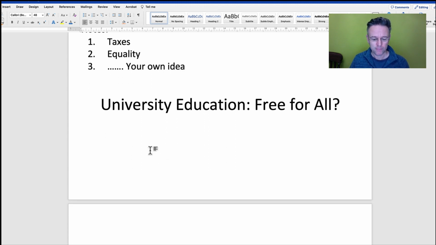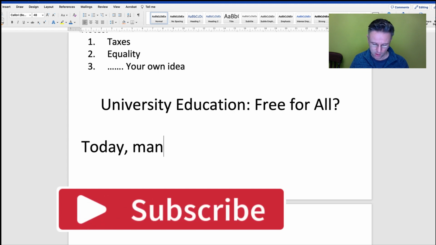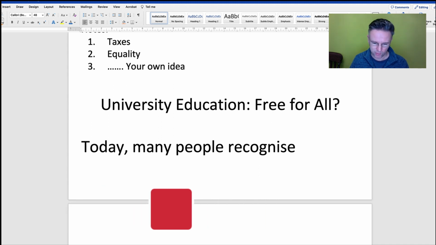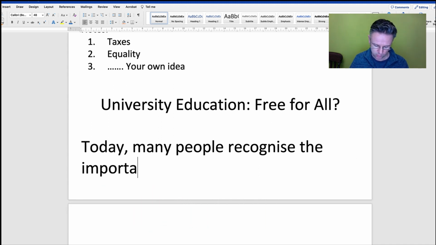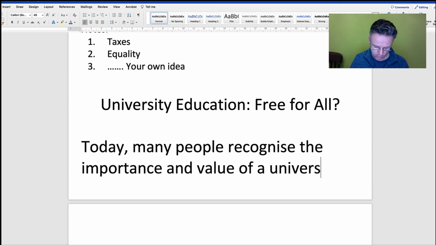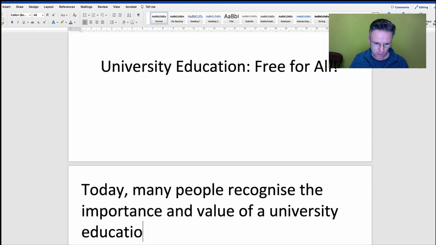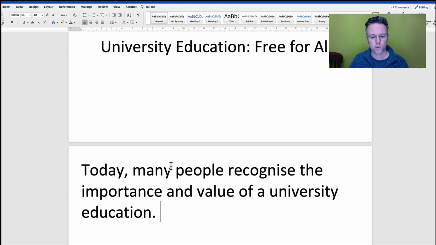So let's start. So we need to introduce the topic of this essay, which is: should university education be free? Today, many people recognize the importance and value of a university education.